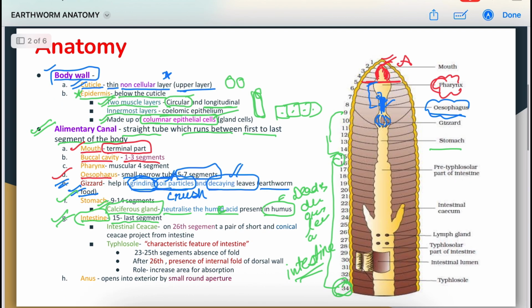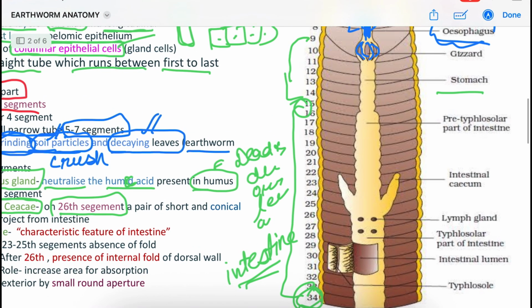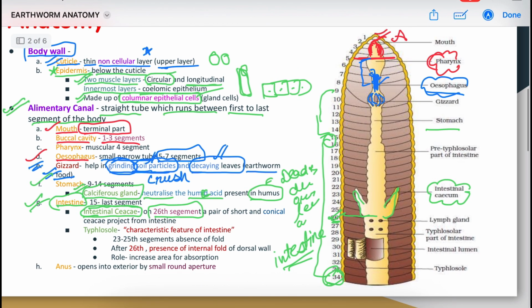In the intestine, first is the intestinal caecum. It is present on the 26th segment. These are the intestinal caeca, caecum. It is a pair of short conical structures, cone-like in shape. A pair, because there are two, and their shape is conical.